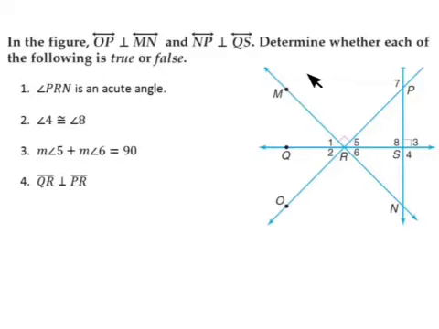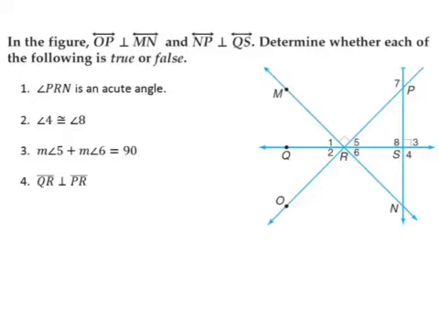In this figure provided, we're given that line OP is perpendicular to line MN. That's right here, guys. Since they're perpendicular, we know that that's a right angle. Also, we know that NP and QS are perpendicular. So NP right here, QS right here. Let's determine whether each of the following are true or false.